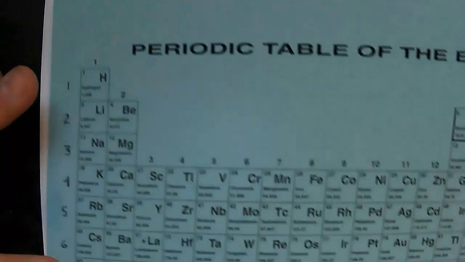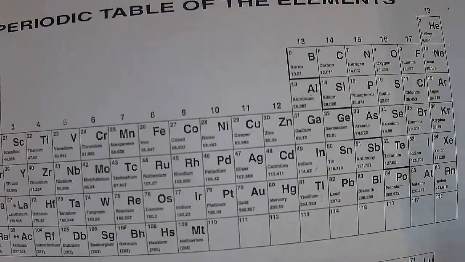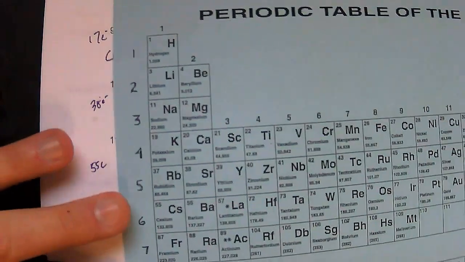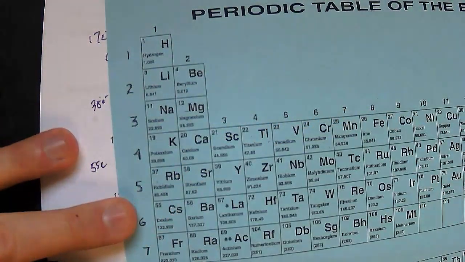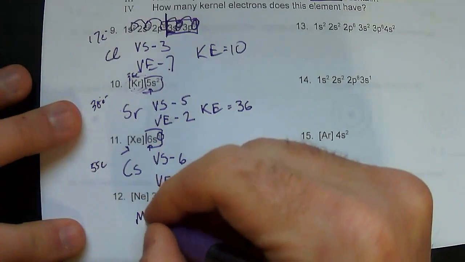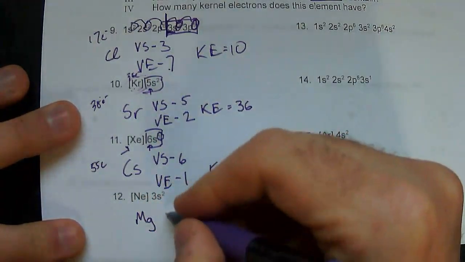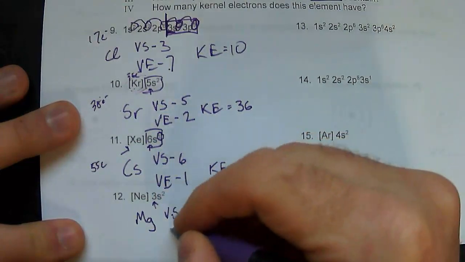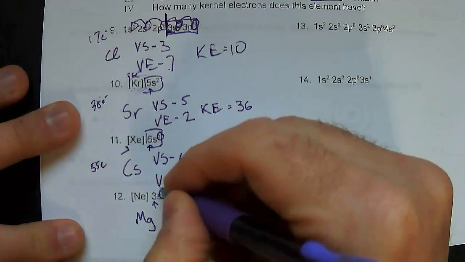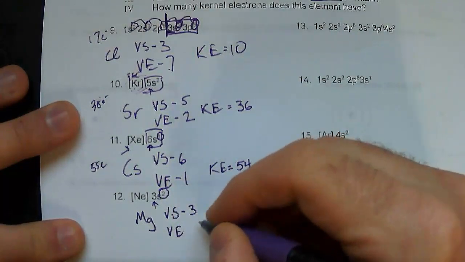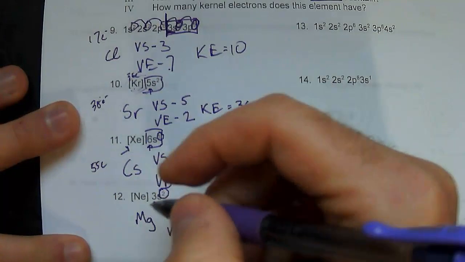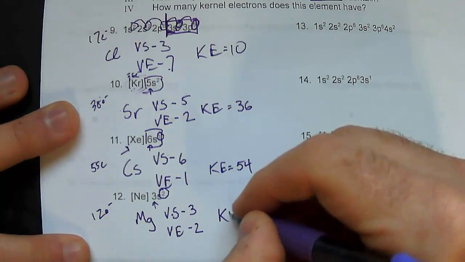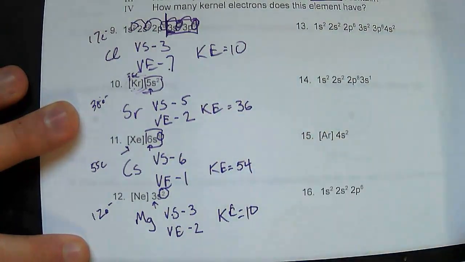Okay, so neon over here, element number 10, and then 3s2 gets us to magnesium. So we're going to do Mg, and then the valence shell is the outermost shell. Again, that's 3. Valence electrons is the number in that valence shell. So that's going to be 2. And then the rest of the electrons, there were 12 electrons in here. The kernel electrons are the rest of them, so that's going to be 10.